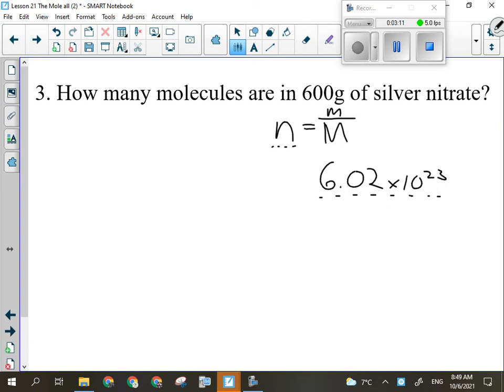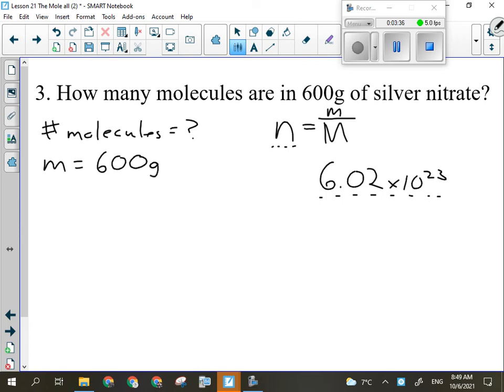So here are our givens. We are looking for the number of molecules. We know that we have 600 grams. What did they just give me there? The number of grams, which is which part of the equation? Little m, right. The mass.